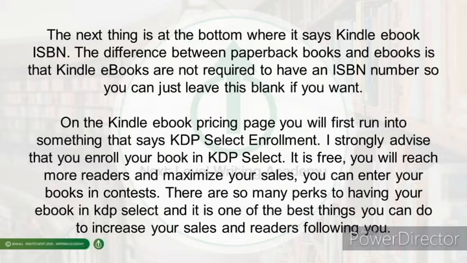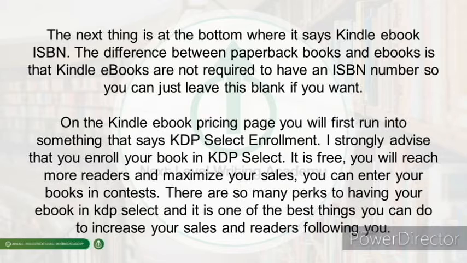The next major thing is at the bottom of that page, where it says Kindle ebook ISBN. The difference between paperback books and ebooks is that Kindle ebooks are not required to have an ISBN number, so you could just leave this blank if you want.